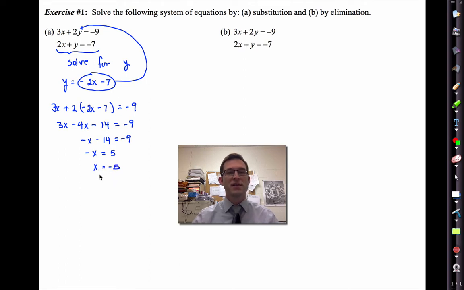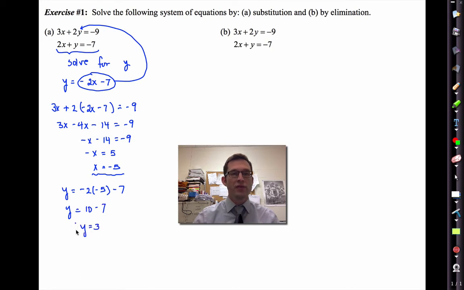Now obviously the last thing that we do once we have that initial variable value is that we substitute it back in. Might as well substitute it back into my y equals negative 2x minus 7 because that's already solved for y. So I'll get y is equal to 10 minus 7 and y is equal to 3. There's no real requirement that we write that as a coordinate point because it may or may not have anything to do with graphing. But there's the solution to our system.